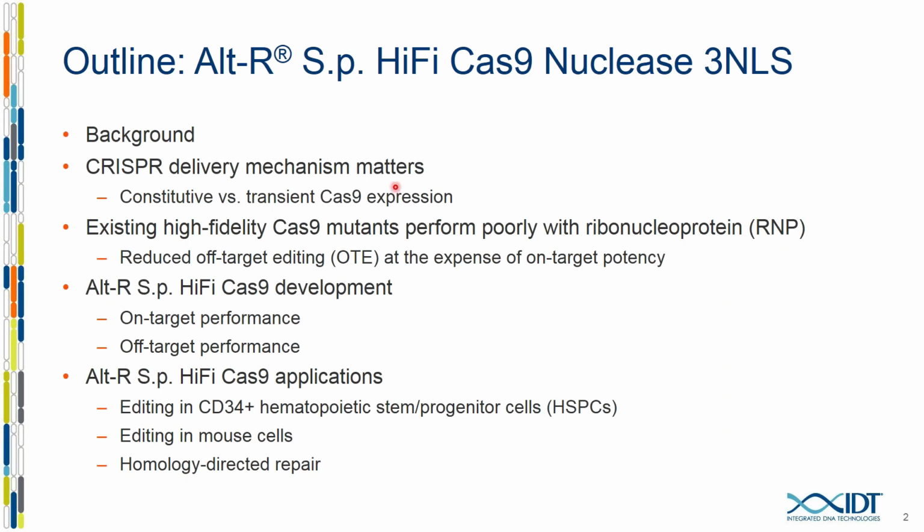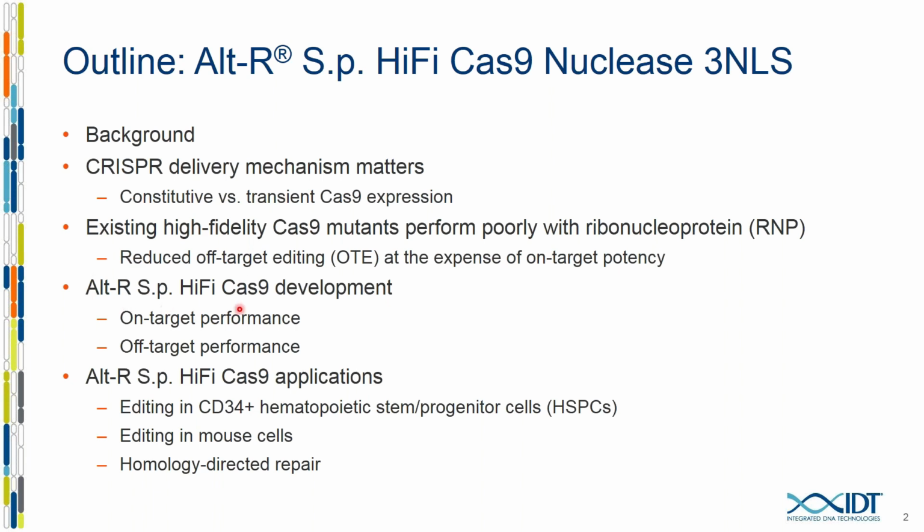So delivery mechanism matters. Then I'm going to move on to talk about a couple of high-fidelity Cas9 mutants that have been produced and reported in the literature. These were mutants made for plasmid delivery of both Cas9 and the guide RNAs, and I'm going to show you some data that says that they don't work as well with RNP, or ribonucleoprotein, delivery. The general trend seems to be a reduction in off-target editing at the expense of on-target potency.